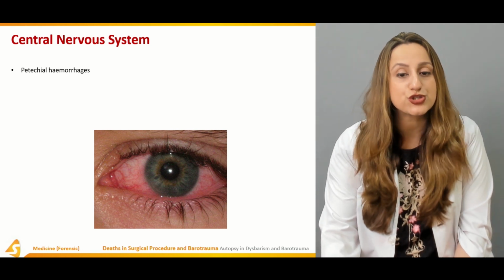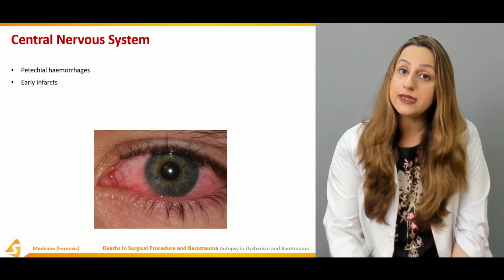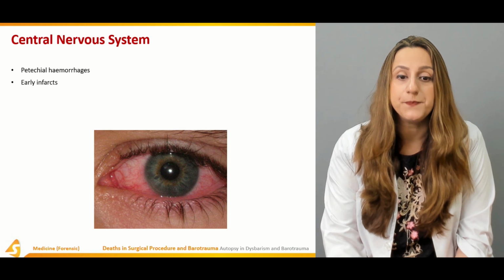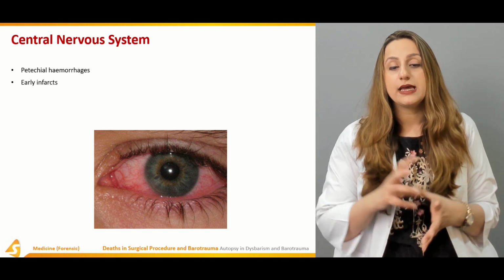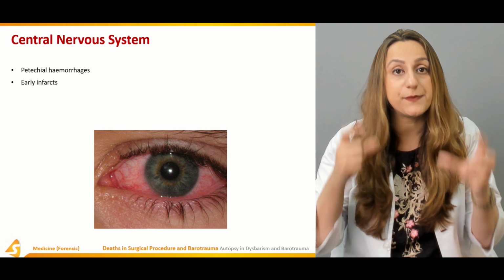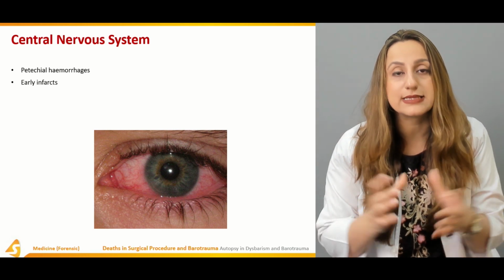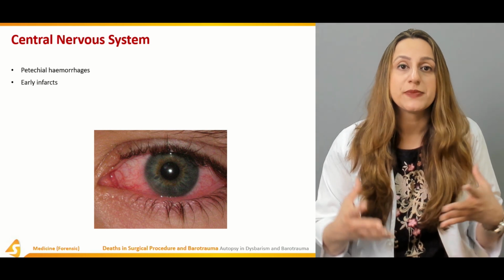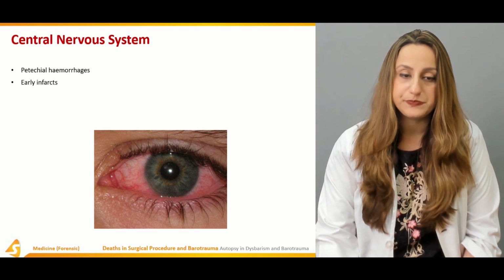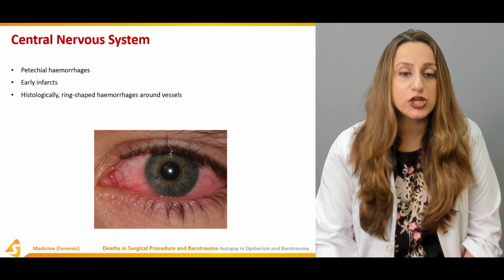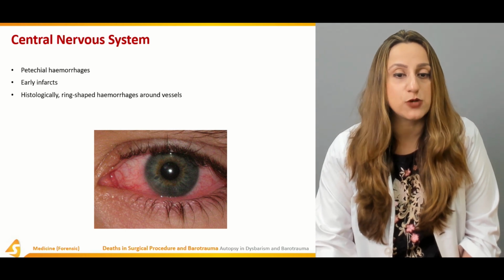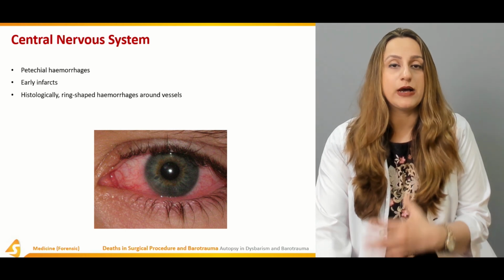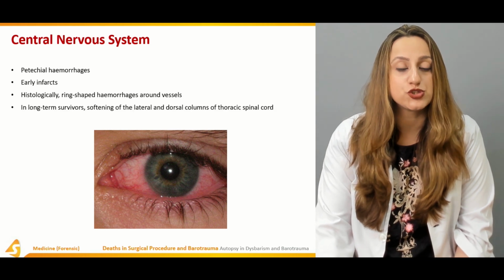The petechial hemorrhages are looked for, and the eye infarcts are the mainstay over here. These petechial hemorrhages can occur due to the masks that are put on the eyes during diving, and that is also going to change the pressures in the surroundings. Histologically, ring-shaped hemorrhages are found around the vessels. It's again very important over here.